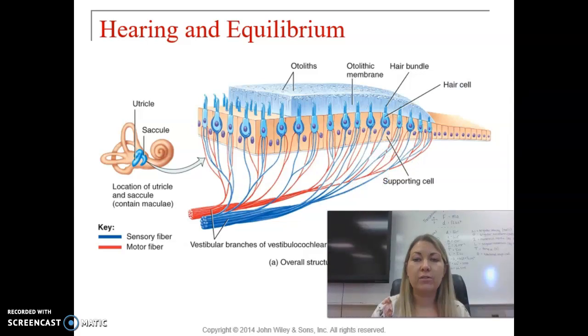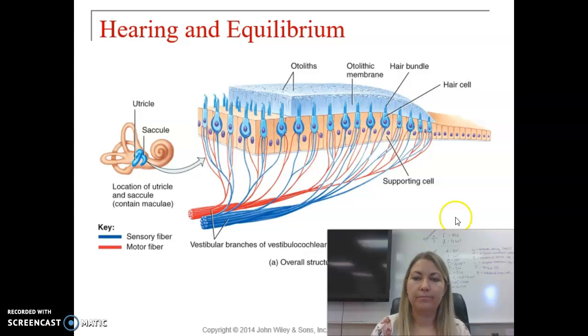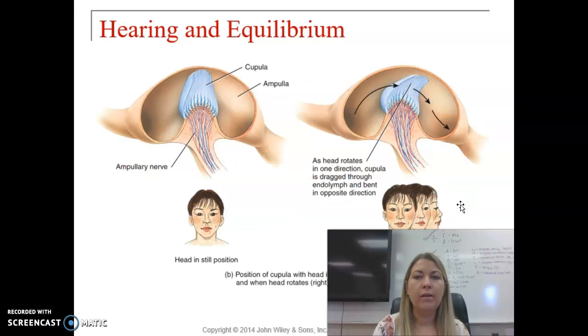So the way it works is there's fluid inside these little structures, and as you move your head, the fluid sloshes around, and that sends a signal down those nerve fibers. So you can see when you're standing still, the fluid is still, and when you're moving your head, the fluid responds.